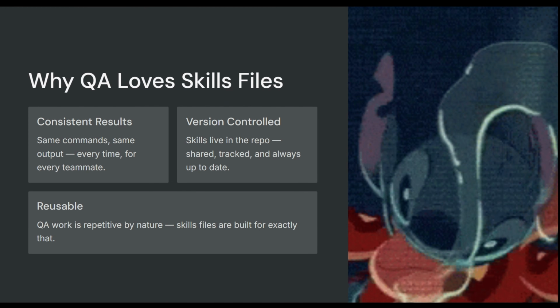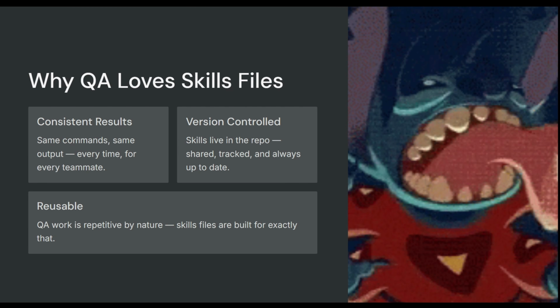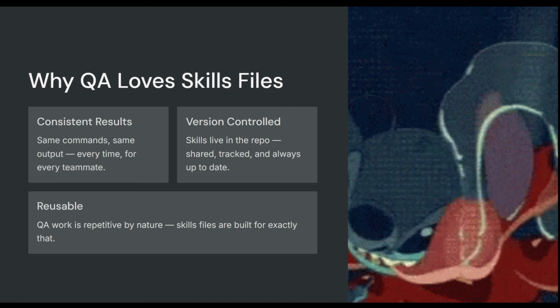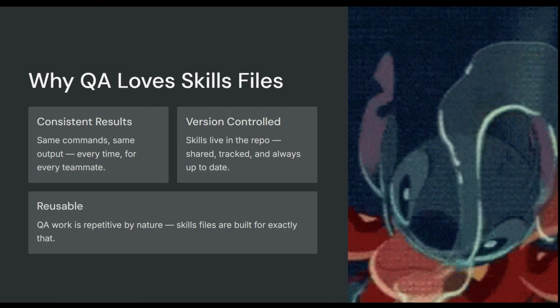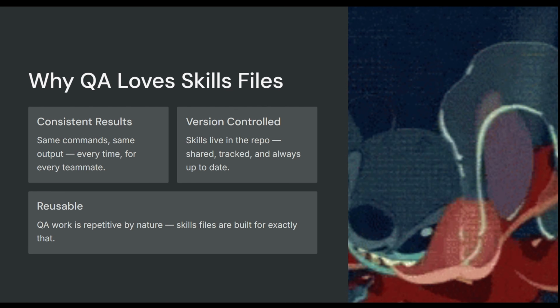All right, so why does this matter for QA specifically? Here's the thing about QA work. A lot of it is repetitive. You write the same kind of test. You look at the same kind of bugs. You write bug reports in the same format every time. And that's actually perfect for skills files because repetitive tasks are exactly what these are built for.